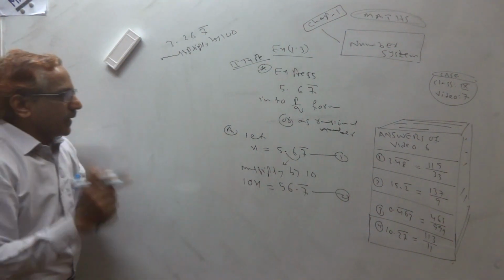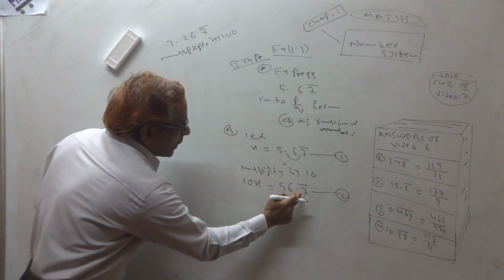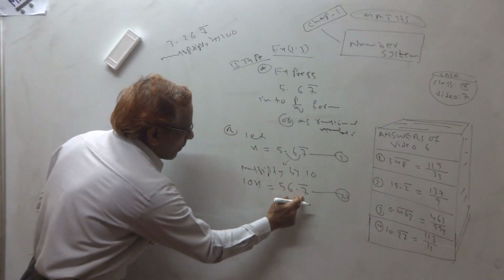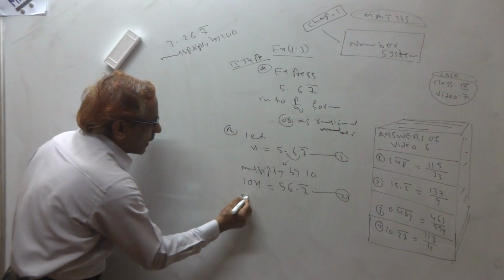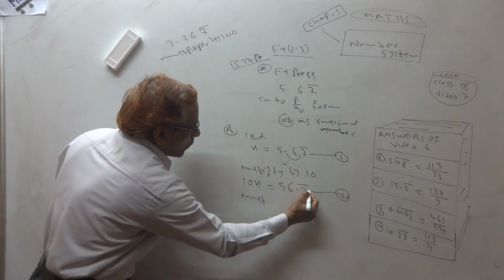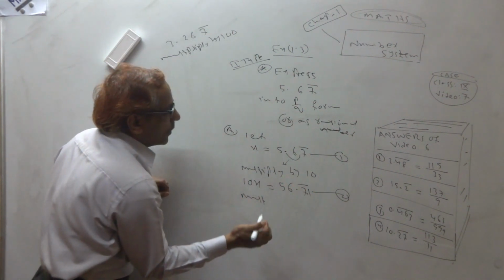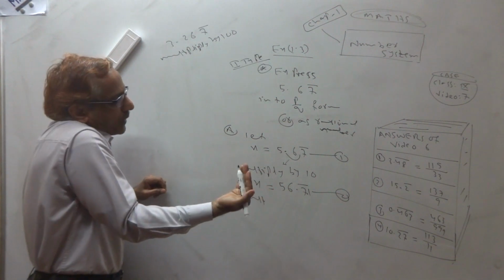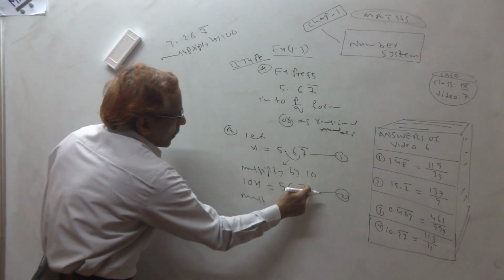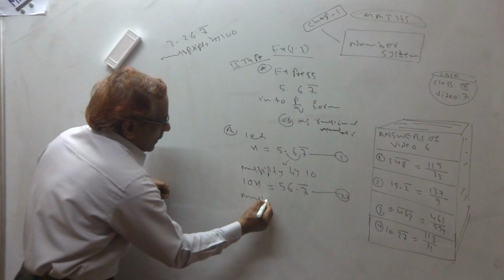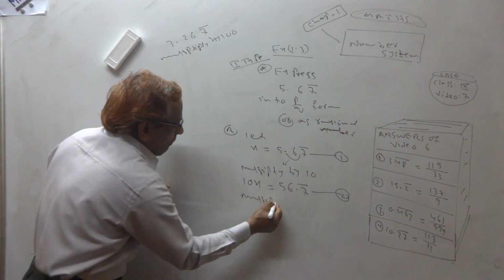Now you see, under the bar, how many numbers are there? One number: multiply by 10. If two numbers are under the bar, multiply by 100. If three numbers are there, multiply by 1000. Okay? Now multiply by 10, because there is one number under the bar.